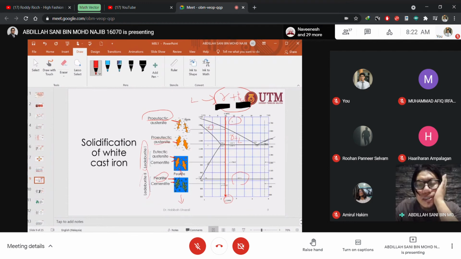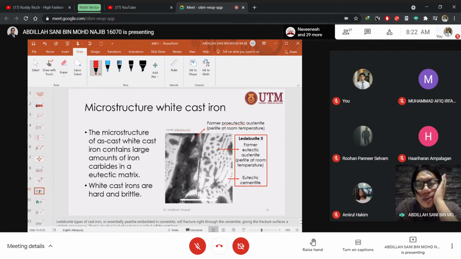This is how it looks. The microstructure of as-cast white cast iron contains a large amount of iron carbide in a eutectic matrix. White cast irons are hard and brittle, alright? Hard and brittle.